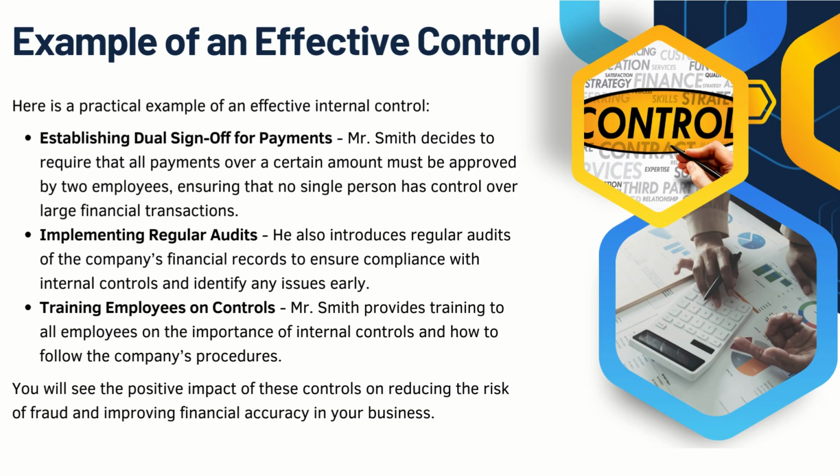Example of an effective control. Here is a practical example of an effective internal control. Establishing dual sign-off for payments. Mr. Smith decides to require that all payments over a certain amount must be approved by 2 employees, ensuring that no single person has control over large financial transactions.